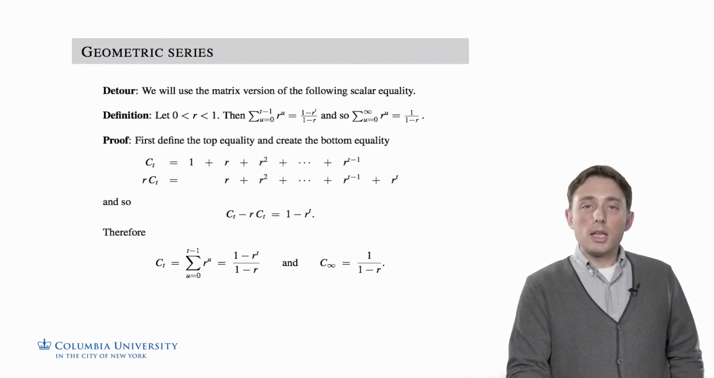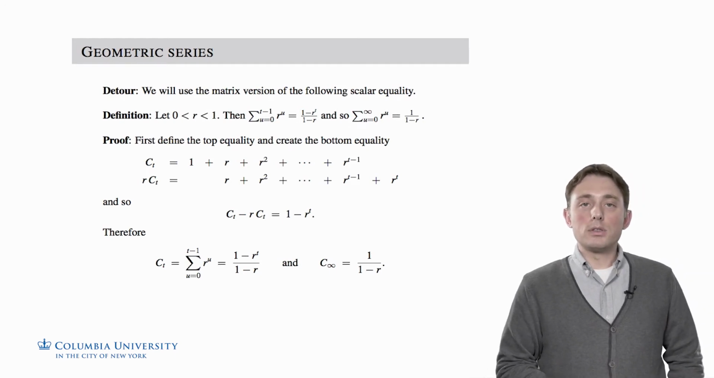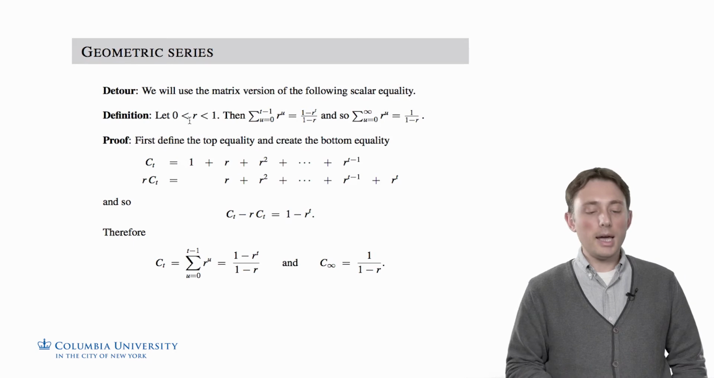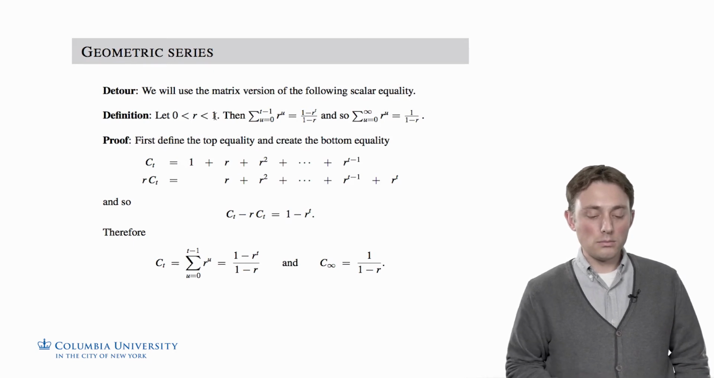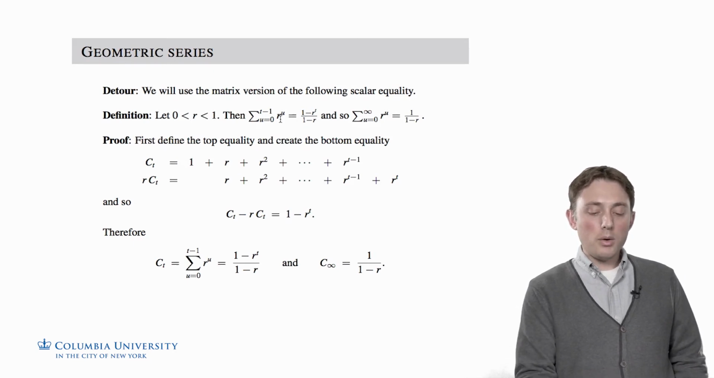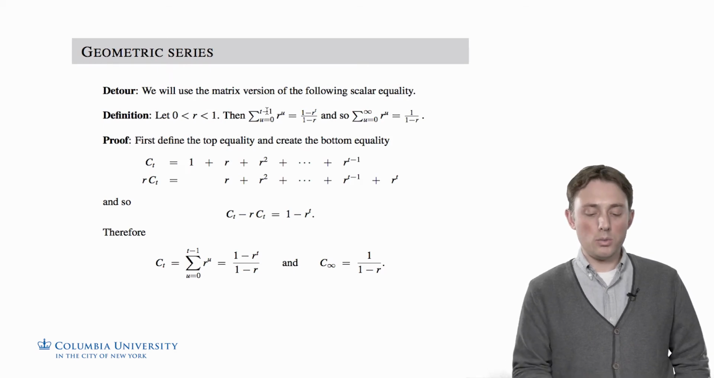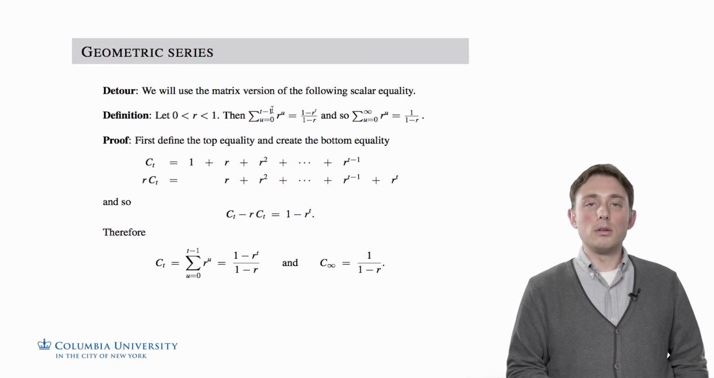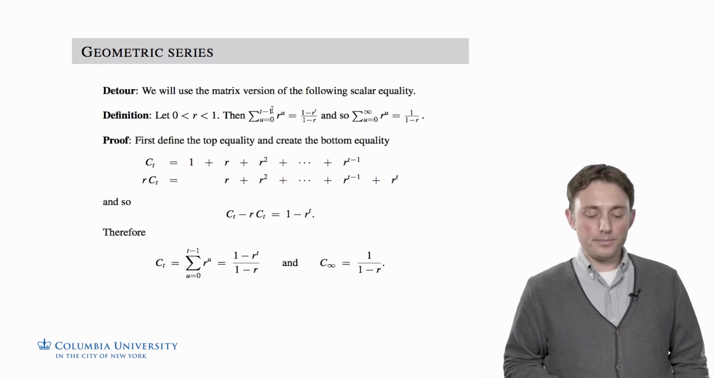So let's look at the scalar version of a geometric series first, and then we can see the relationship to the matrix version. Let r be any number between 0 and 1. Now we want to calculate the sum of r to the u, where u is 0 to t minus 1. So we take r, raise it to the power u, do that for u equals 0 to t minus 1, and sum all of those up.